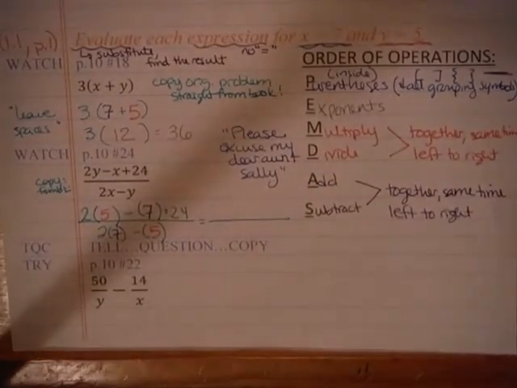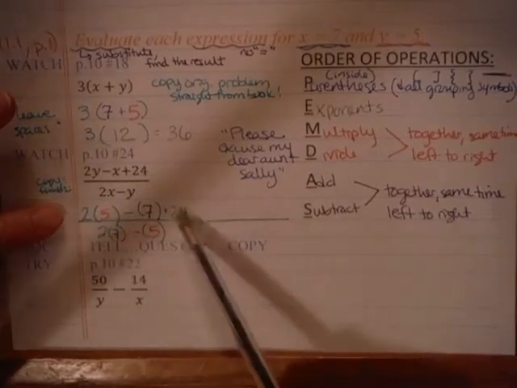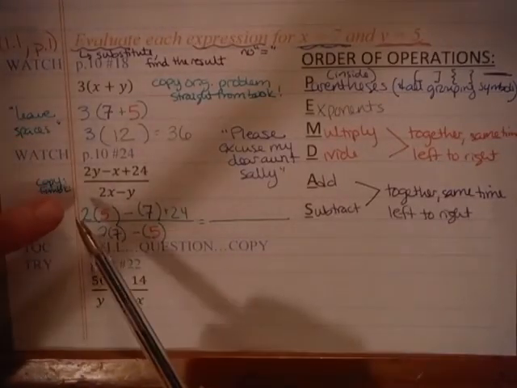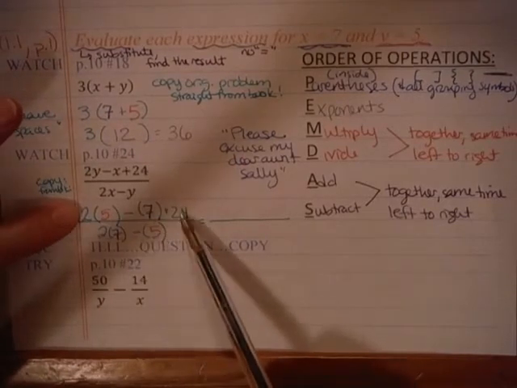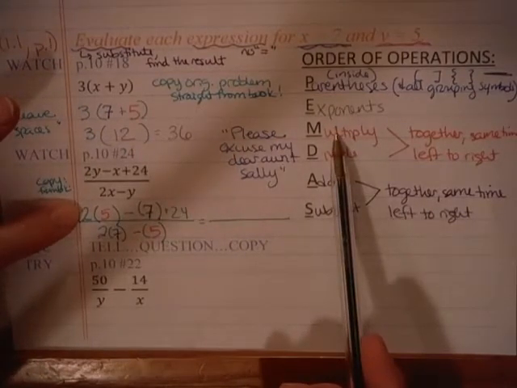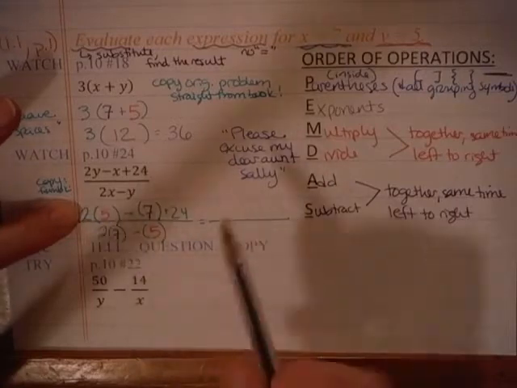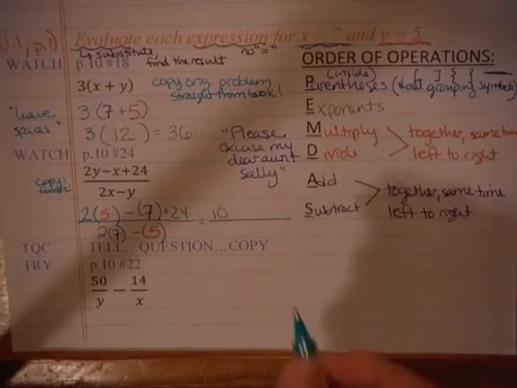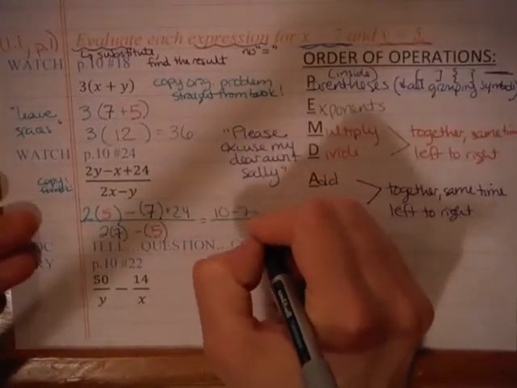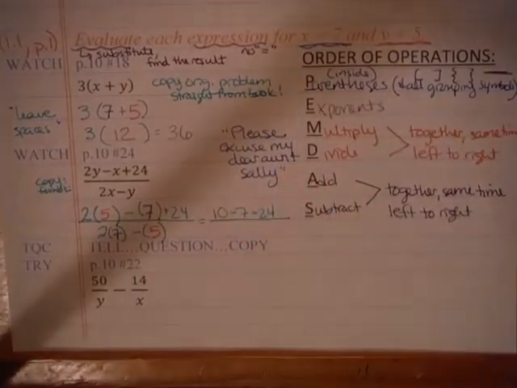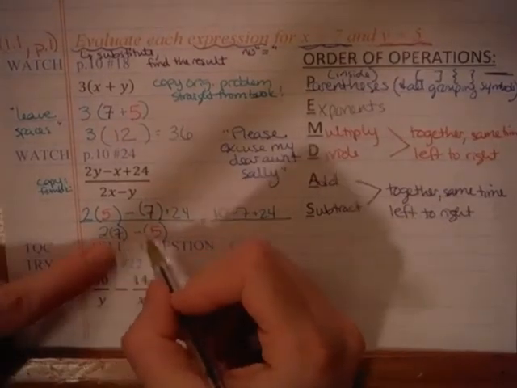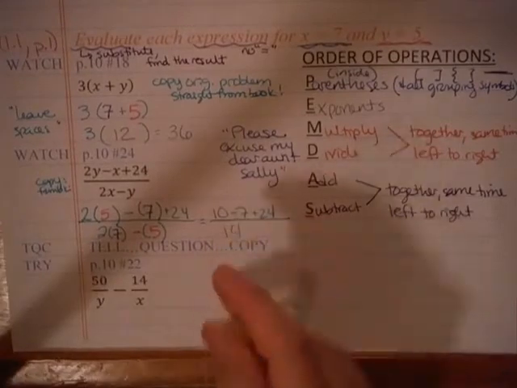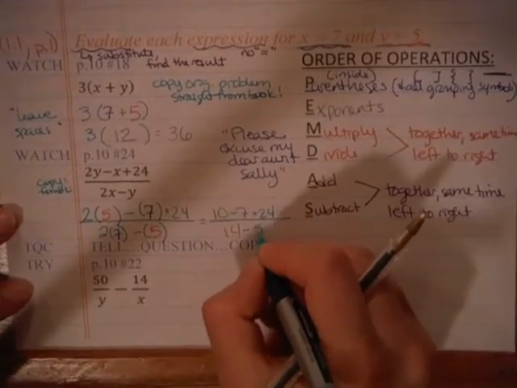According to order of operations, we need to deal with whatever's happening on top of the fraction, separate from what's happening on the bottom. And on the top, we've got multiplication, subtraction, addition. So according to order of operations, we'll deal with the multiplication first. So 2 times 5 gives you 10. And then you're left with the minus 7 plus 24. On the bottom, we've got multiplication and subtraction. Multiplication comes first. So 2 times 7 is 14. And then you have the minus 5.